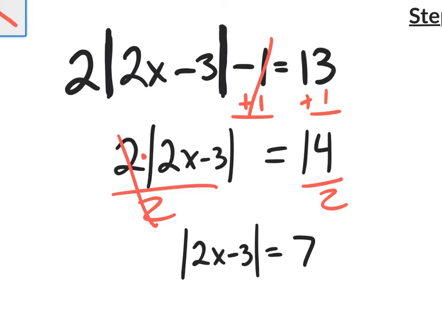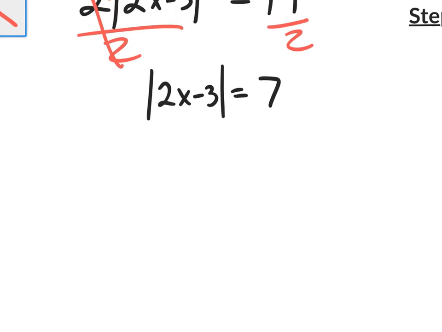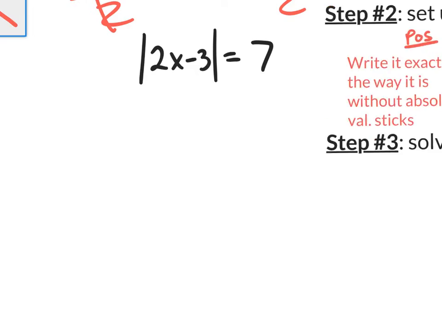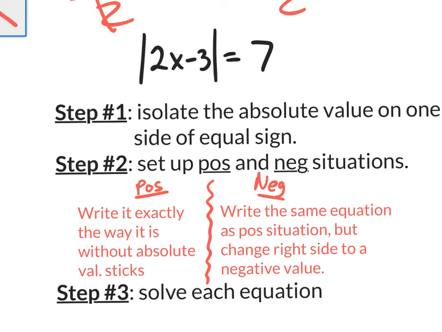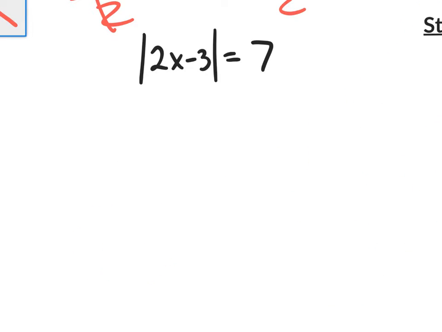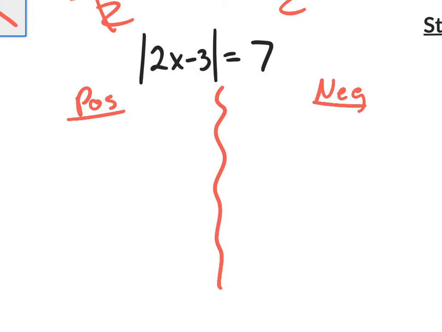We're not even going to have to do anything complicated like this on today's homework, but in the next couple of weeks we will. So might as well talk about it now. So this is the isolated absolute value on the left side. And now after that, you look at step 2. Step 2 is to set up your positive and negative situations, right? The positive situation exactly the way it is without the absolute value sticks. The negative situation is the same thing, but slap a negative on the right-hand side. So let's all do this together. Put pos, neg, underline, squiggly line. Positive situation. How do I write that?